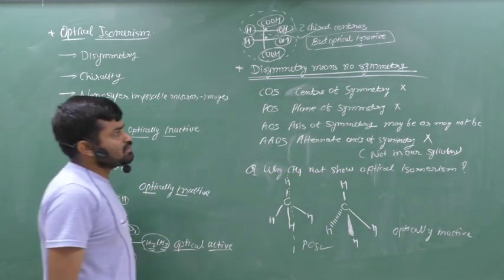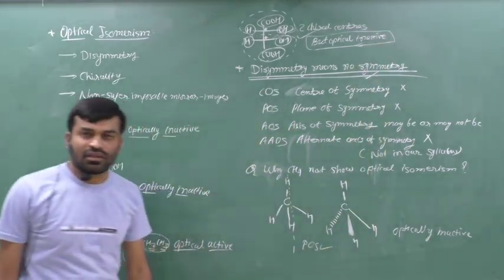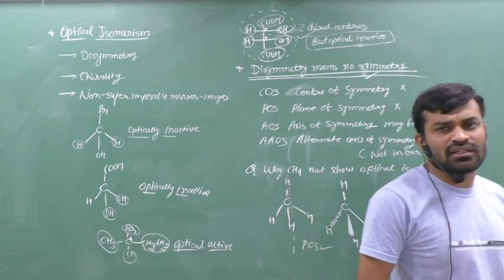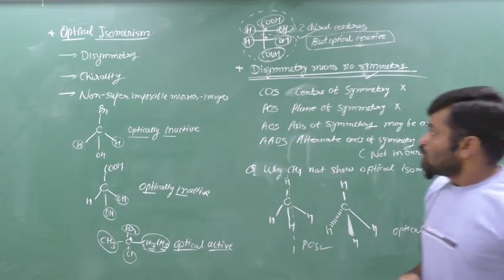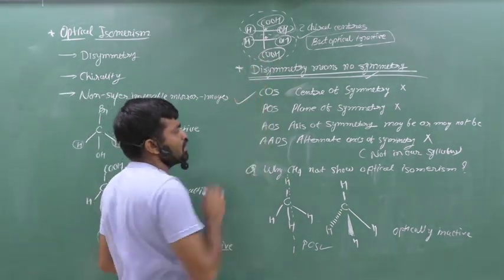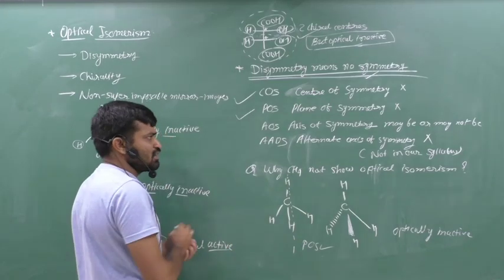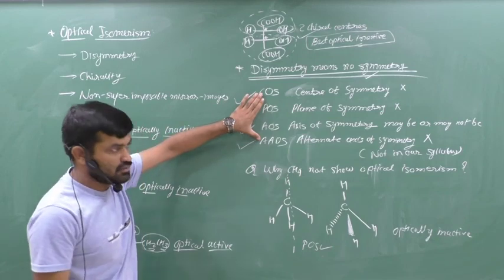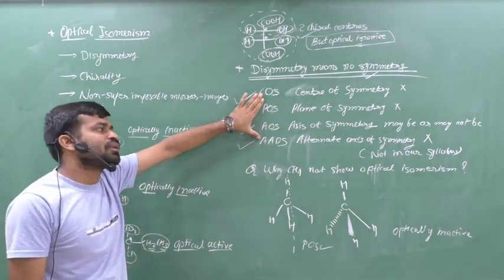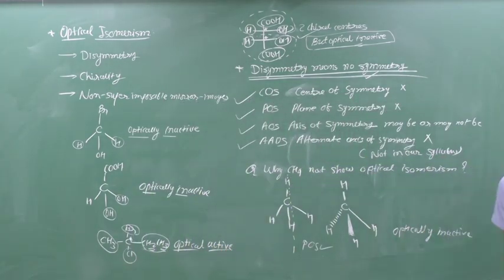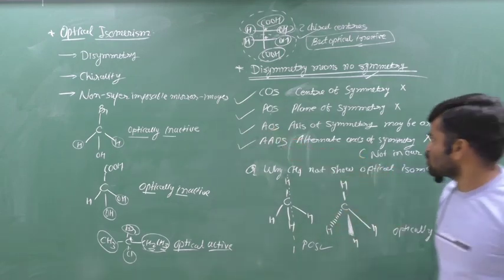Clear? Dissymmetry means no symmetry. What is the meaning of dissymmetry? No symmetry. If the compound does not have any symmetry, then it is dissymmetric. There are four types of symmetry. First one is COS, second is POS, then AOS and AAOS. These are the types of symmetry which may or may not be present in a compound. First one is center of symmetry. COS means center of symmetry. POS means plane of symmetry. AOS means axis of symmetry.